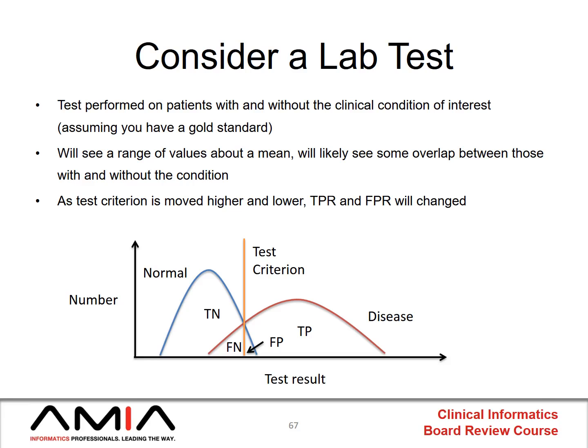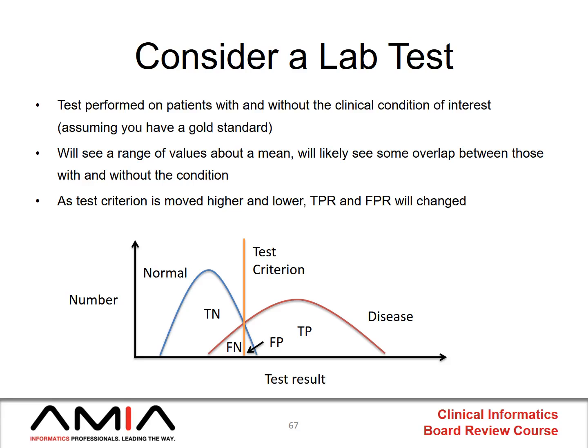So a number of slides ago, we talked about the trade-off between sensitivity and specificity, and I wanted to explore that in a little bit more detail. Consider a lab test that's conducted in a population where we know there's people who don't have the disease and people that have the disease. And we're trying to say, what is the ideal criterion? What is the point above which we should say the test result is abnormal and below which we should say the test result is normal?